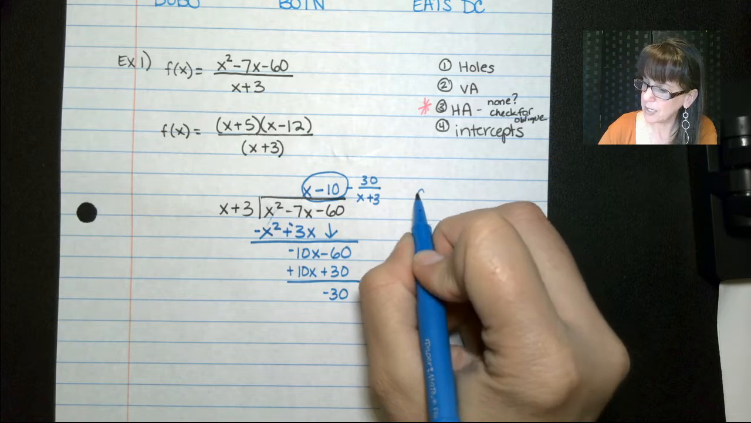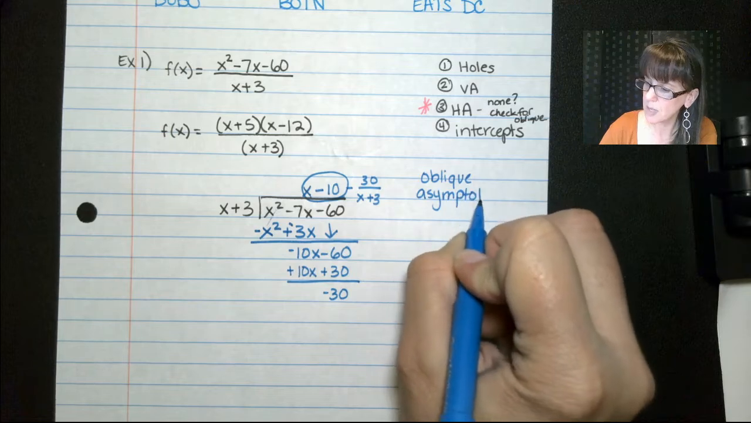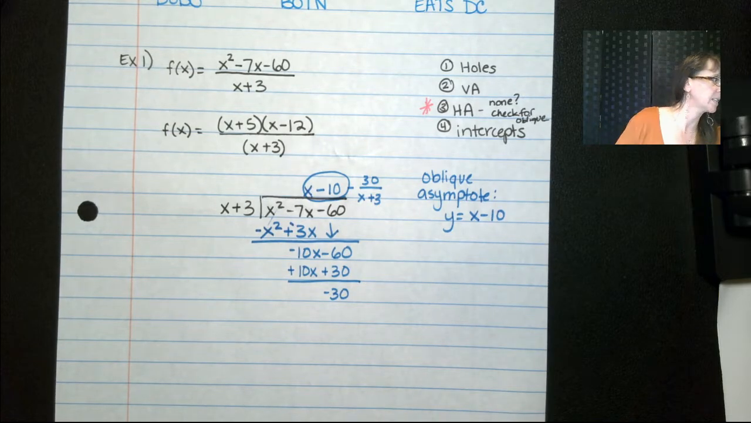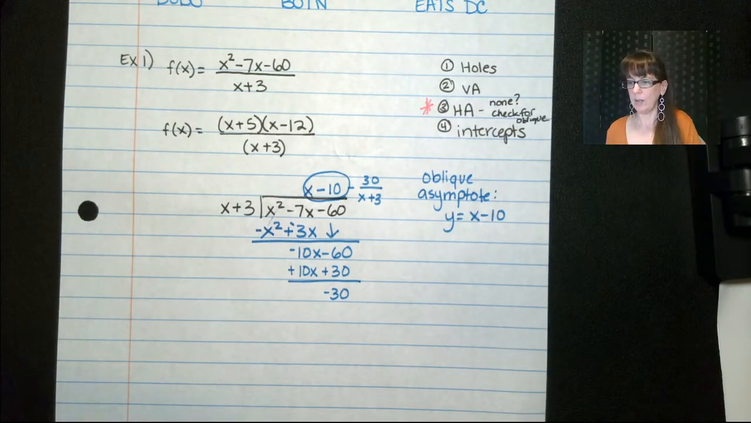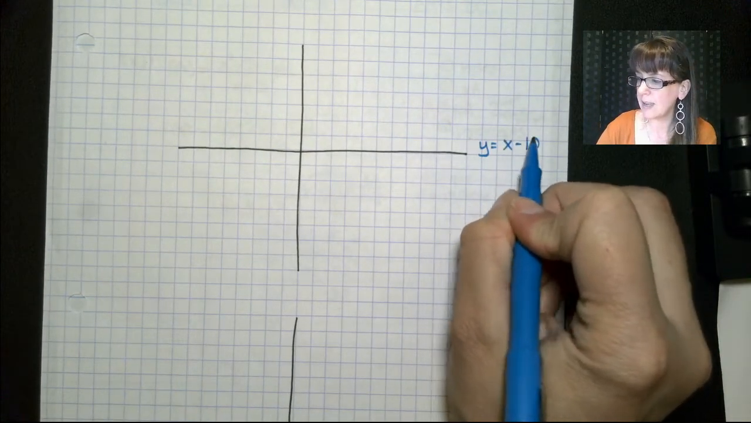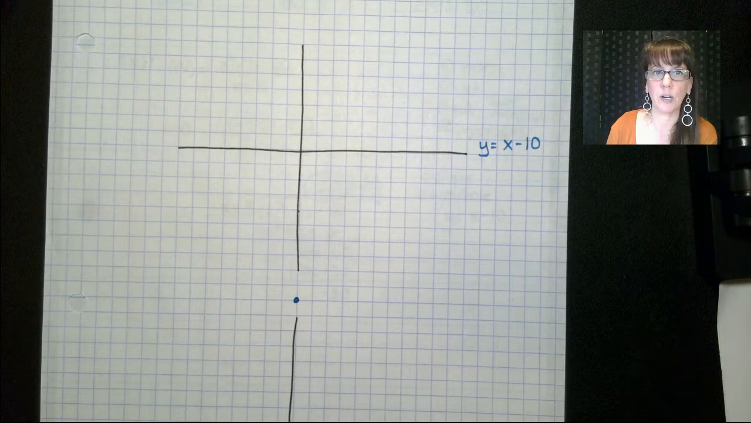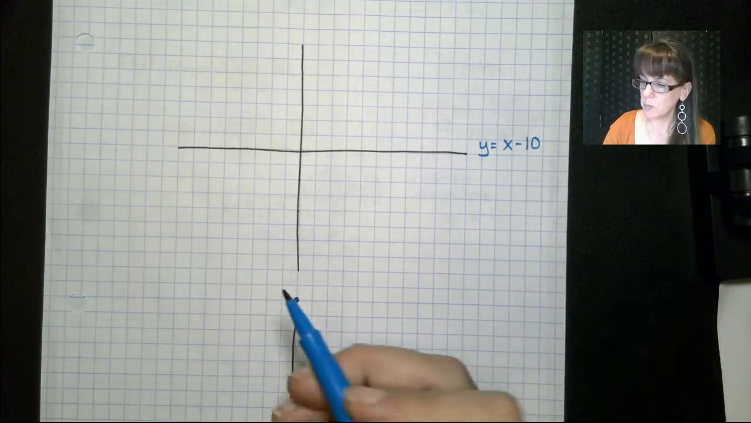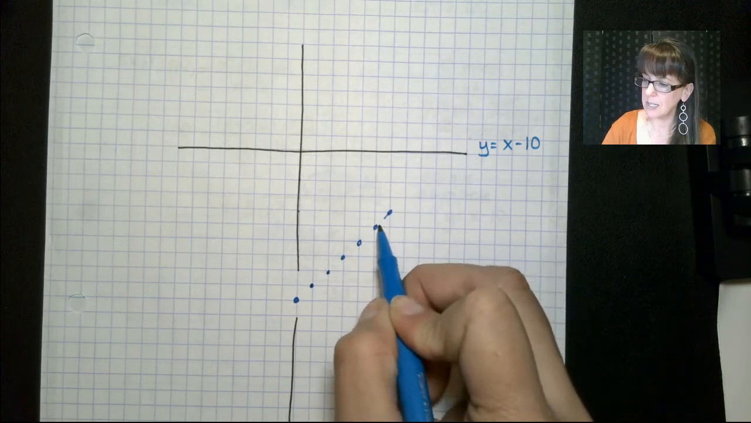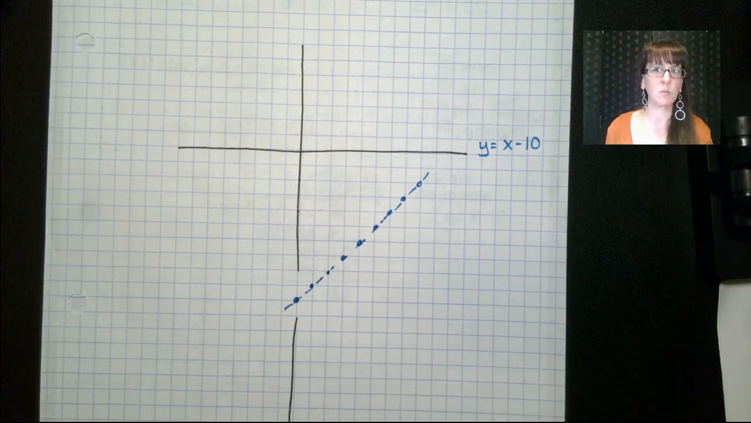So your oblique asymptote is going to be y equals x minus 10. And so what does that look like? Well, if we take a look at a graph, it's just a normal graph. Y equals x minus 10. We start at negative 10. So we go 2, 4, 6, 8, 10, all the way down here. Sorry, that was a little long. And then our slope is 1. So we rise up 1, run over 1, up 1, over 1, just like this. And you just keep going across. If we were completely graphing this, this would be our oblique asymptote.